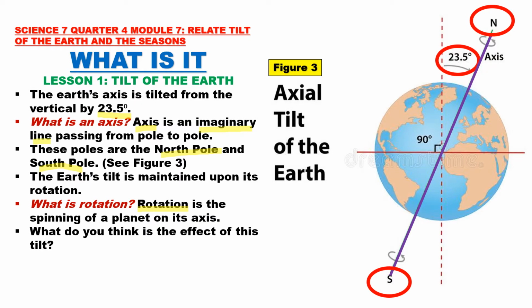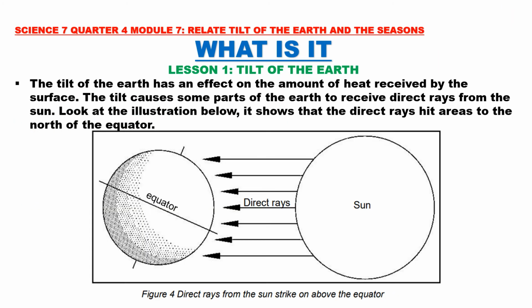Now, what do you think is the effect of the Earth's tilt? The tilt of the Earth has an effect on the amount of heat received by the surface. The tilt causes some parts of the Earth to receive direct rays from the sun. Look at the illustration below. It shows that the direct rays of the sun hit areas to the north of the equator. So in this illustration, we could see that the direct rays of the sun fall on the northern hemisphere.